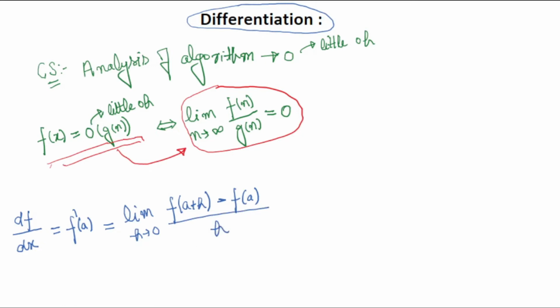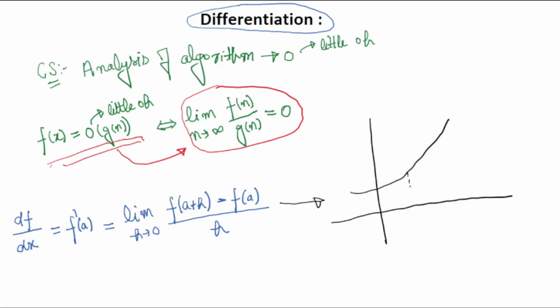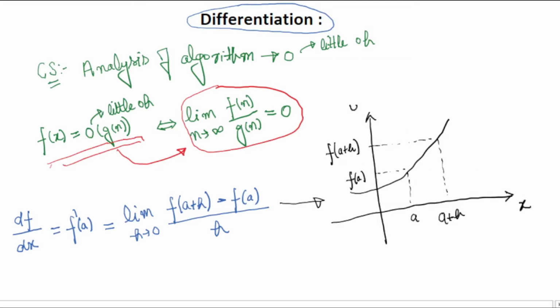Let's see all these terms in terms of the graph. If we draw this, how does it look? This is going to be the curve, this is a, and this is a plus h. The function is on the y-axis: this is f of a, and this is f of a plus h. This is x, and this is y.